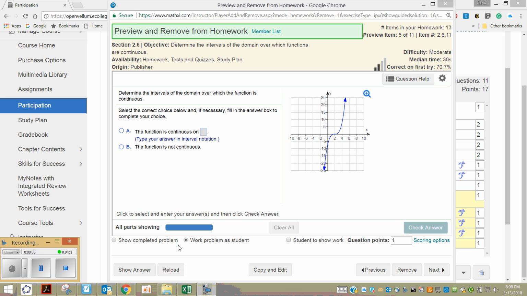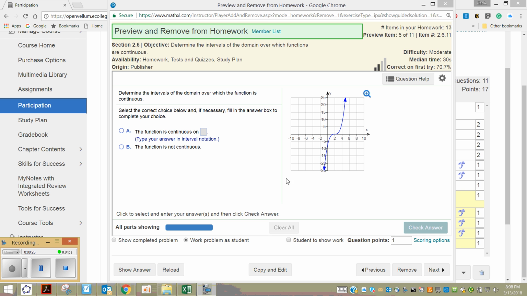Hi there, we're going to work through some questions in 2.6, the pre-lecture assignment, and some of them are somewhat self-explanatory. I'll try to move through them quickly. Determine the intervals of the domain over which the function is continuous. Select the correct choice below, and if necessary, fill in the answer box to complete your choice.